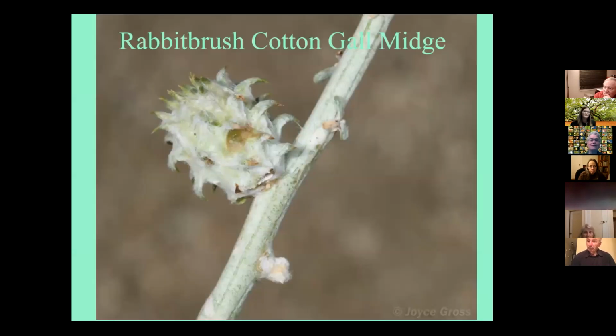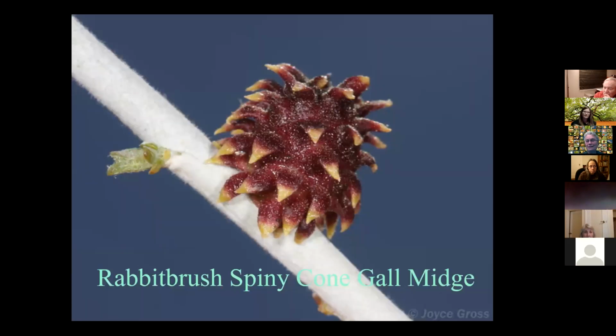Okay, here's another rabbit brush cotton gall midge. And yes, no? Okay. I thought I heard Joyce say something and she would stop me if I said something wrong. Okay, here's a spiny cone gall midge. And at first I'm like, cone, I was thinking cone shape, but this is like a pine cone.